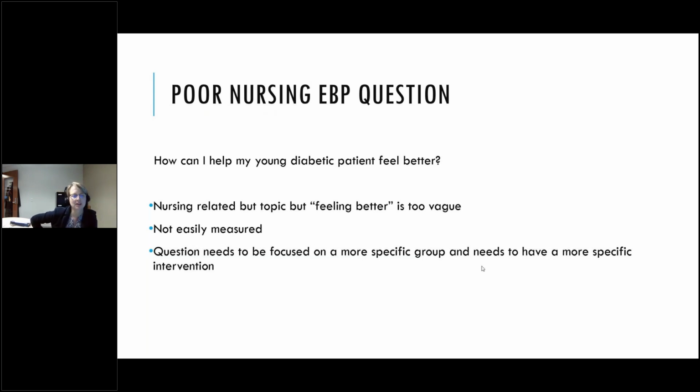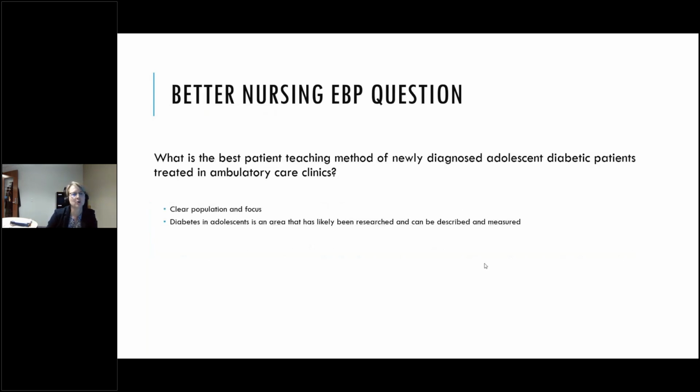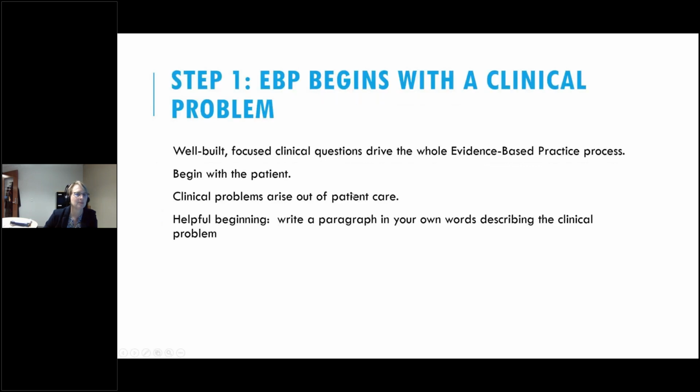You need a more specific intervention, and you could be more specific in your population. And here is that question rephrased to be better. So what is the best patient teaching method? So that's your intervention, a more specific intervention, of newly diagnosed adolescent diabetic patients. So there's a more specific population, treated at ambulatory care clinics. So this is a good example of a good question.